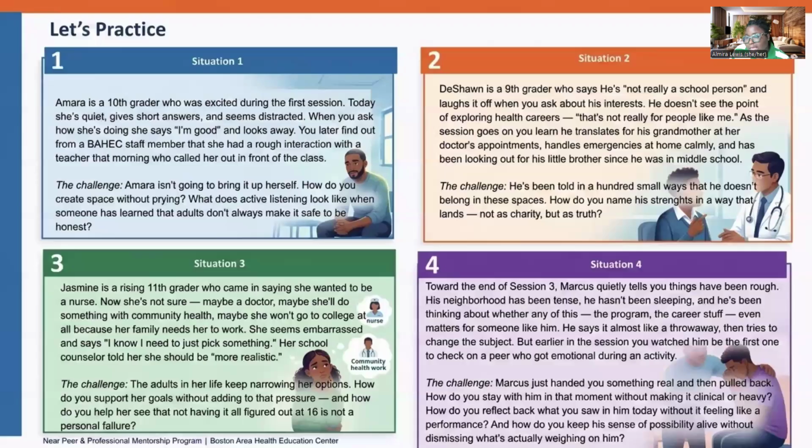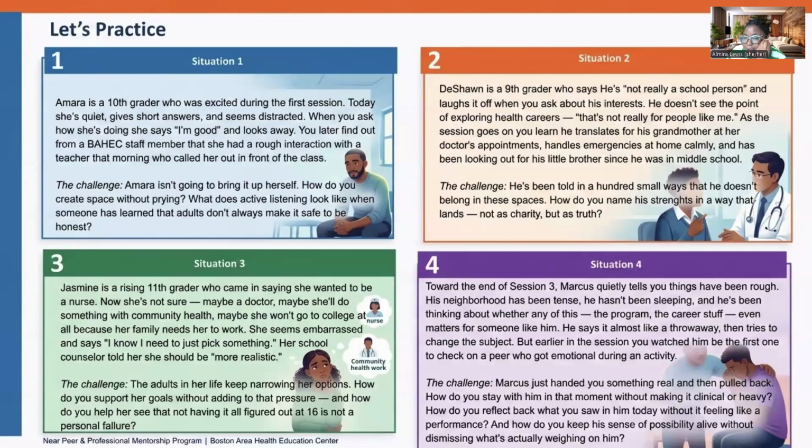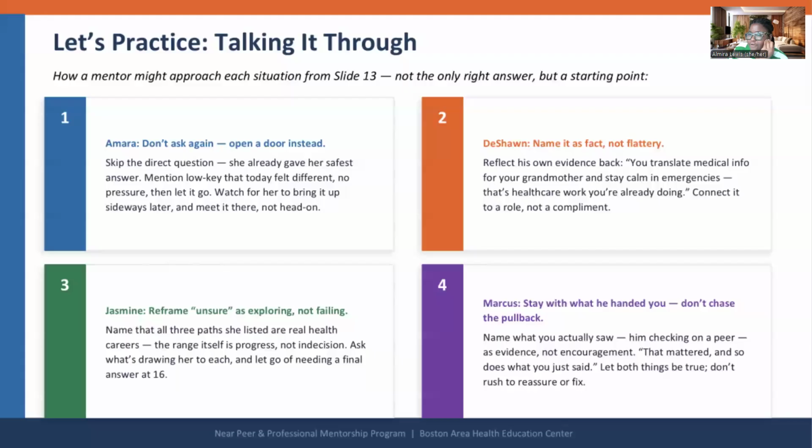In Deshaun's case, right, he talks about not really being a school person, but he does all of the things. He translates for his grandmother, he handles the emergencies at home, and he helps his little brother. So, this is an opportunity for strengths spotting, right? Reflecting his own evidence back to him, being like, hey, you said you don't think that you would be a good person for a health career, but you do all of the things that are associated with working in the field of health. You already translate medical information for your grandma, and you stay calm in emergencies. That is what working in healthcare looks like, you know?